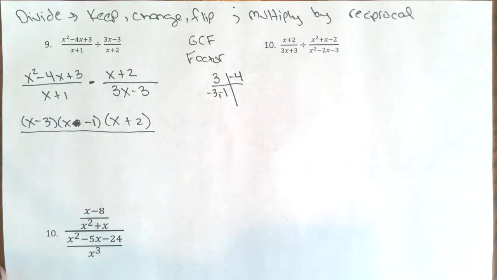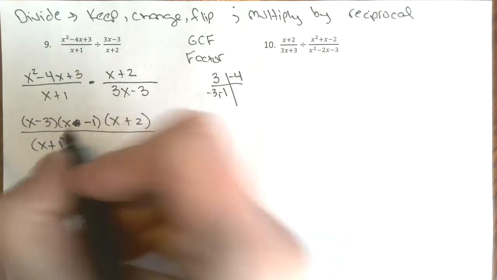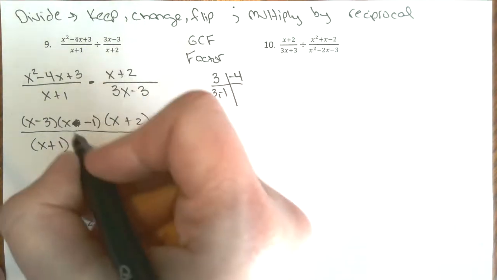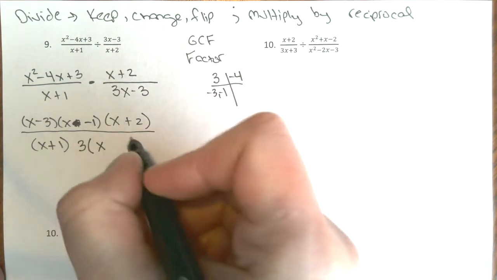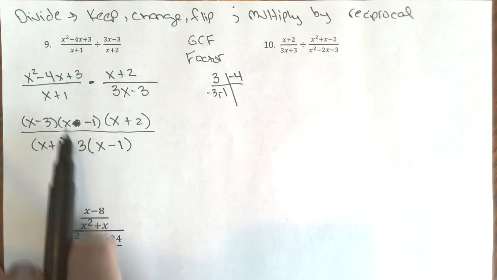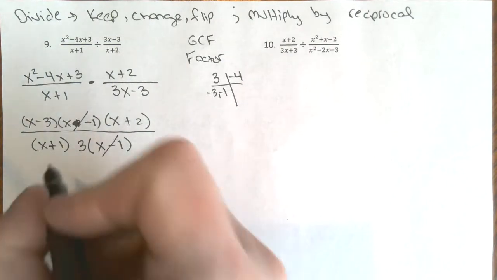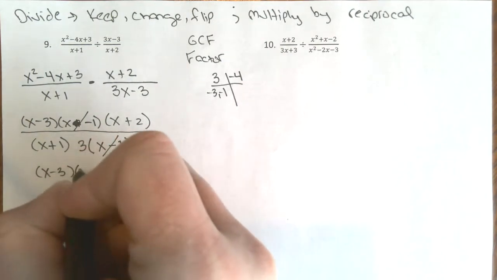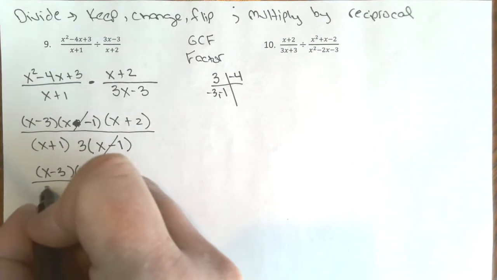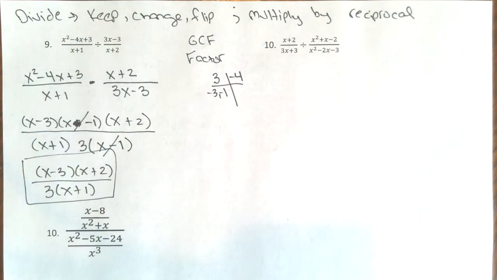When we multiply straight across, this whole thing is one big numerator. In the denominator, I have an x plus 1. And then here I have a GCF of 3. So I'm going to factor out a 3 and then get x minus 1 left over. This is everything fully factored. Now you can start canceling. My x minus 1's cancel, and that is it. So my final answer is x minus 3, x plus 2 over 3, x plus 1. Can't do anything more than that.